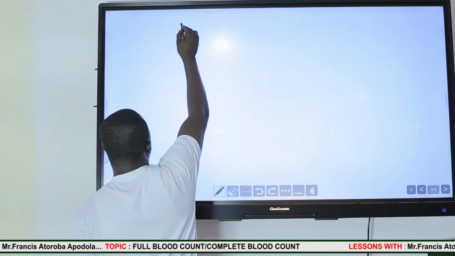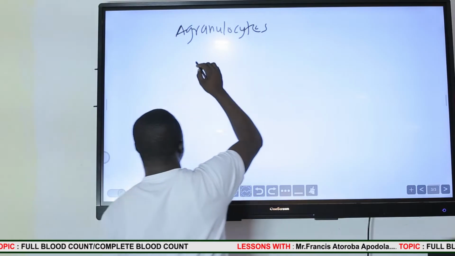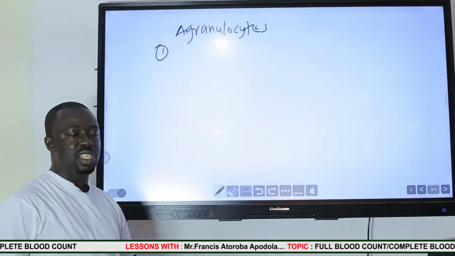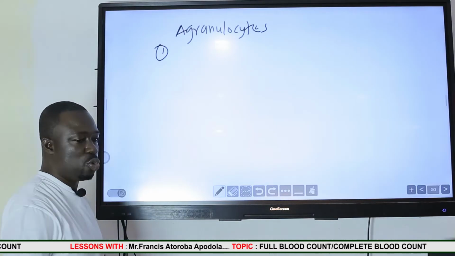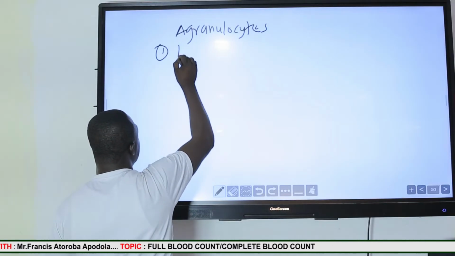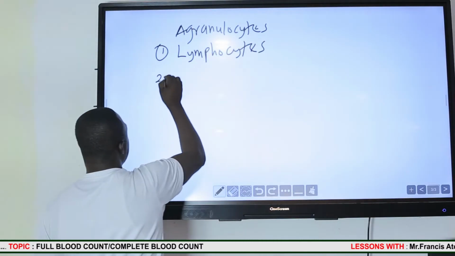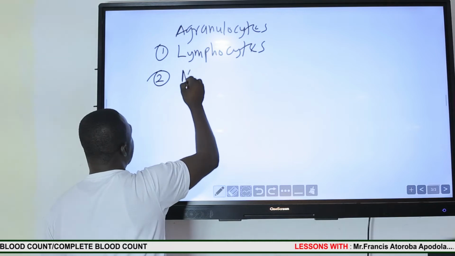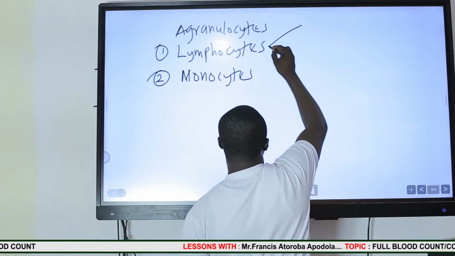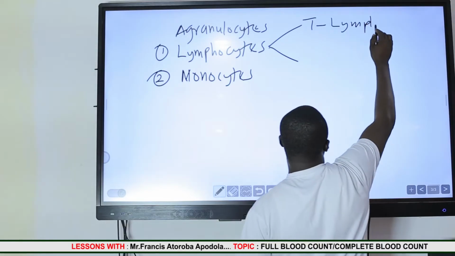Then let's quickly look at the agranulocytes. Typically, the agranulocytes are the cells in which he did not see noticeable granules under the light microscope. When it was observed using a light microscope, he didn't see any granules, and those cells include lymphocytes. Then we have the other one, the monocytes. These are cells in which he didn't see granules. And even the lymphocytes, he divided into three types. I'm going to talk about the common one, the T lymphocytes.